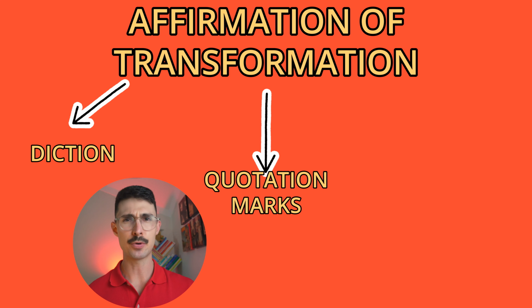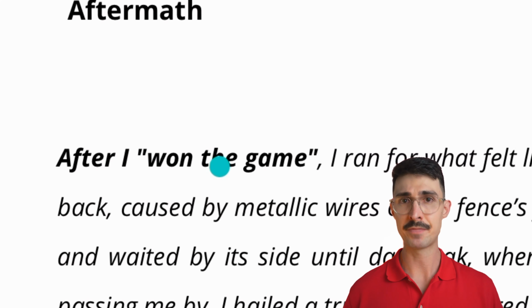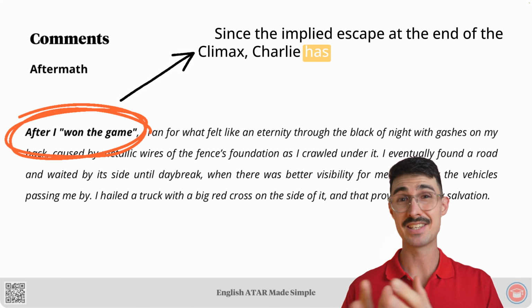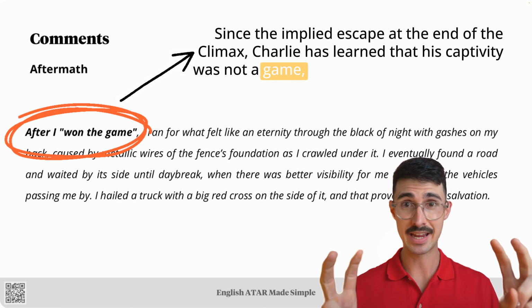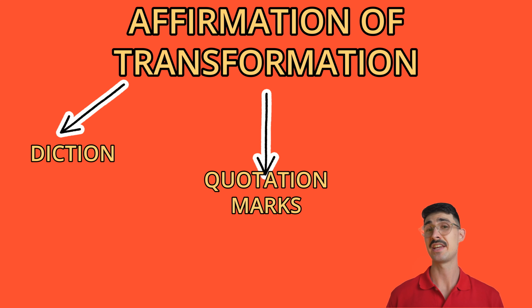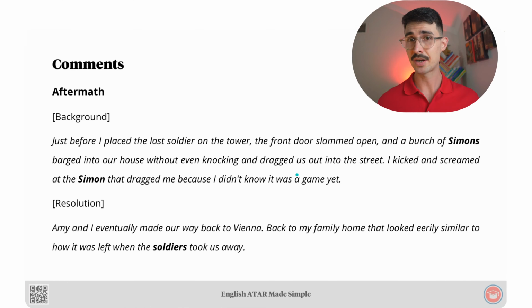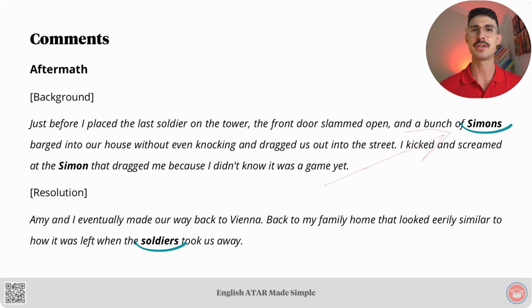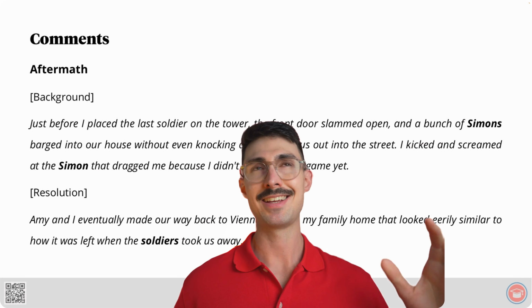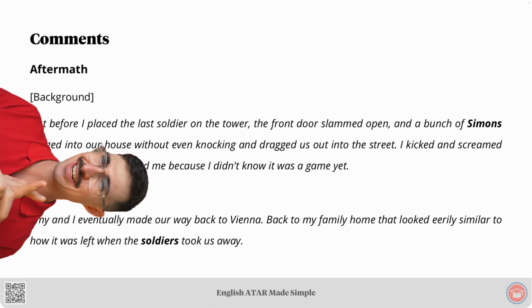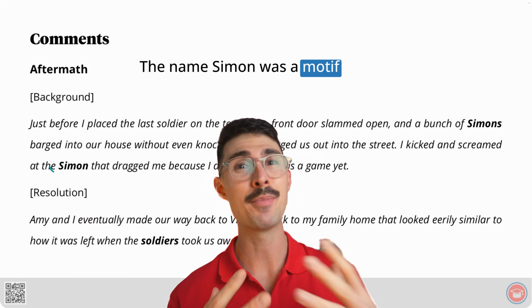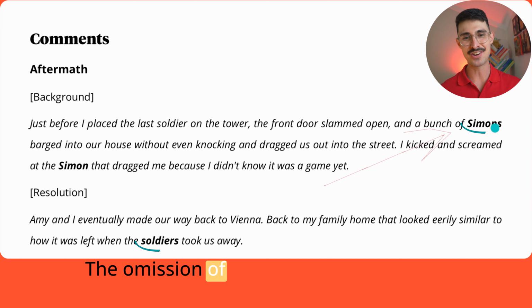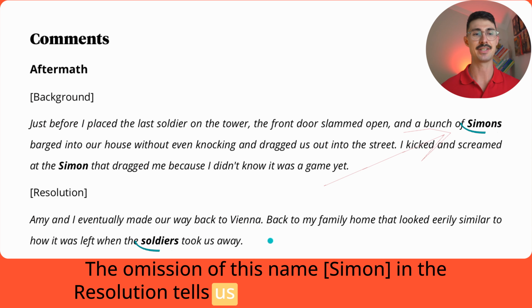The use of quotation marks here, won the game, for emphasis, tells the reader at the outset that since the implied escape at the end of the climax, Charlie has learned that his captivity was not a game, as his father told him it was. Another instance of showing Charlie's transformation. In the background section, Charlie refers to the SS soldiers as Simons. In the resolution section, Charlie refers to the SS soldiers as soldiers. In this way, here is the English nerdiness coming out in me, the name Simon was a motif for Charlie's innocence and naivety. Damn, that's nerdy. Therefore, the omission of this name in the resolution tells us that Charlie has evolved.